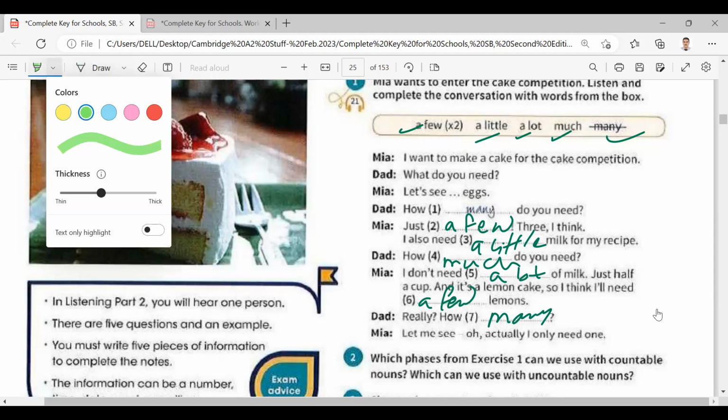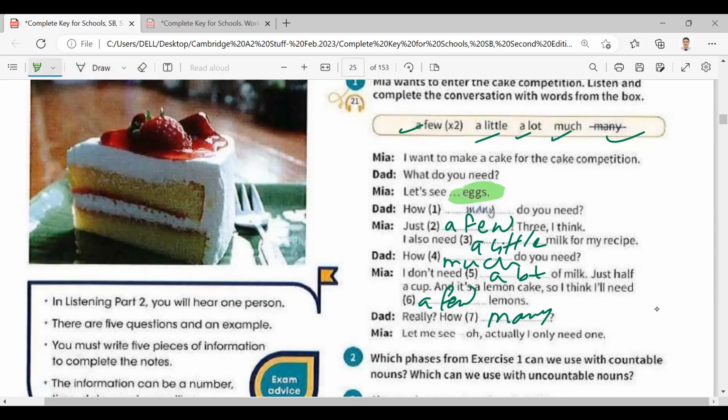Again, if you consider the noun after any quantifier, you see here, how many do you need? Because we ask about the number of eggs. So how many eggs do you need? Just a few. Why say a few? Because of eggs again. Now about the milk. So I also need milk. Here milk is uncountable, so we say a little. Why say how much? Because we ask how much milk do you need? I don't need a lot of milk. As I told you, should a lot of be used with countable or uncountable? Uncountable. Yes, here we ask about lemons, so a few lemons, countable. Again, how many lemons?